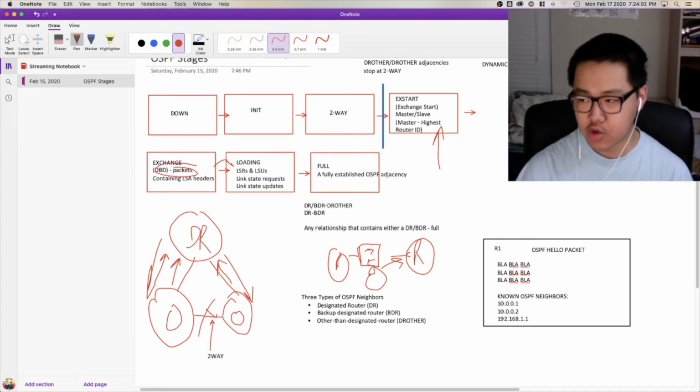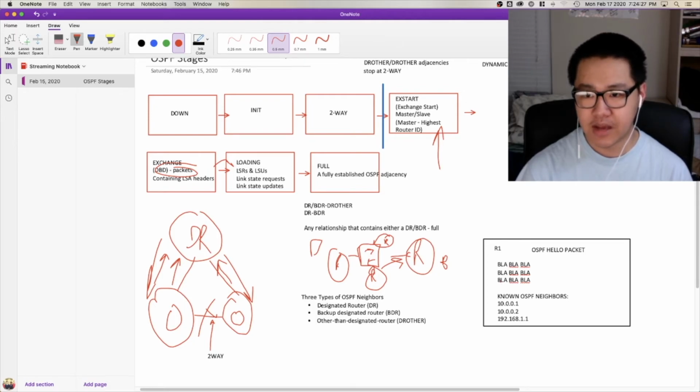But if we add a third router, or the fourth router, let's say that this is the DR and this is the BDR. These two routers are DR others. They form two-way with each other, and then in turn, they form full adjacencies to this DR and the BDR, and the DR-BDR handle the propagation of routes to all of the other DR others.